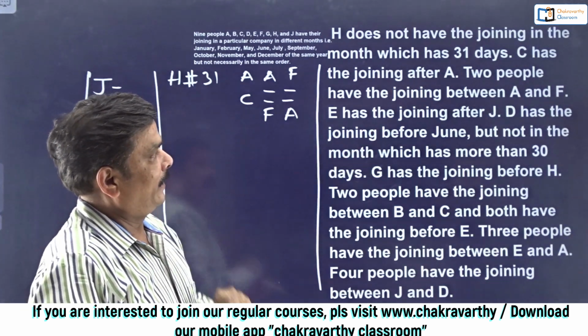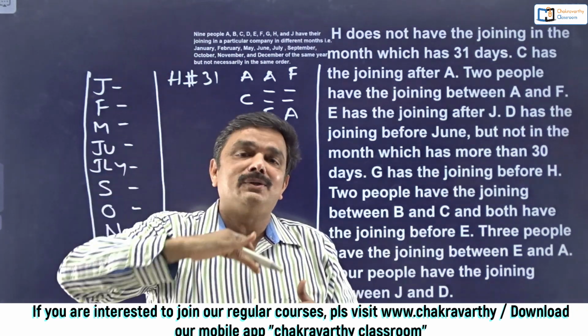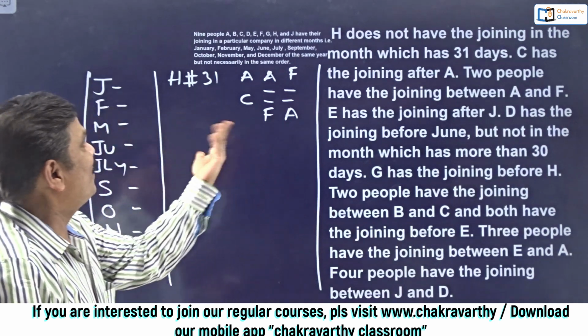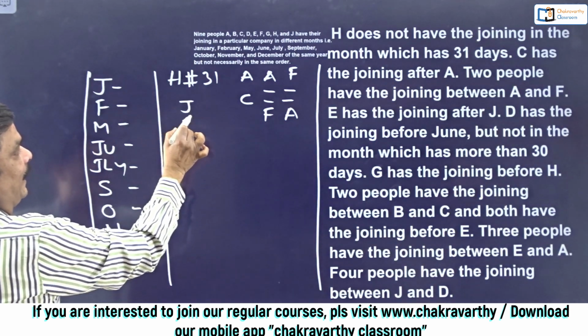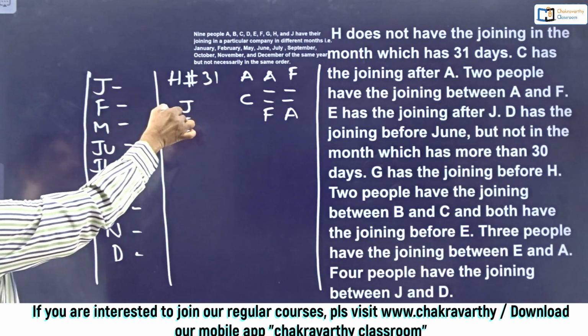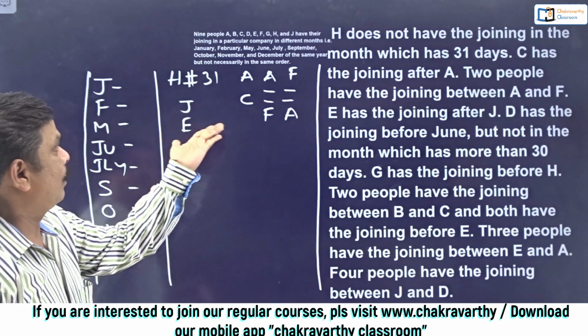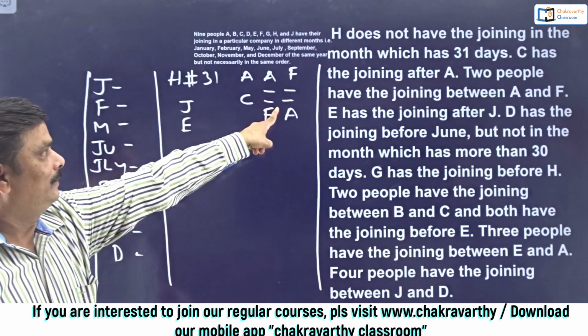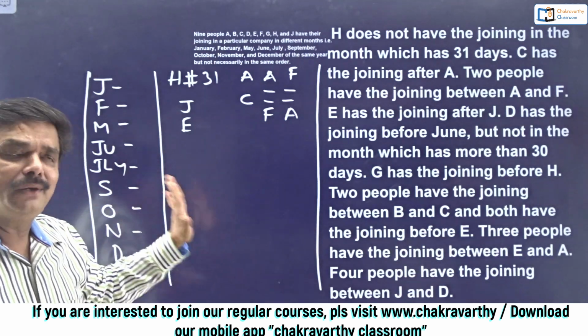E has the joining date after J. One more information. E after J. Somewhere after J. Even I cannot go for this one here. I am writing somewhere here after the J and E. Somewhere here, in between J and E, some people may come, may not come. Okay. No correlation also. I cannot correlate this information with this. I cannot do anything. Keep it aside for some time.